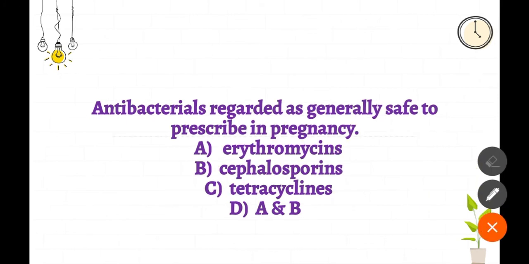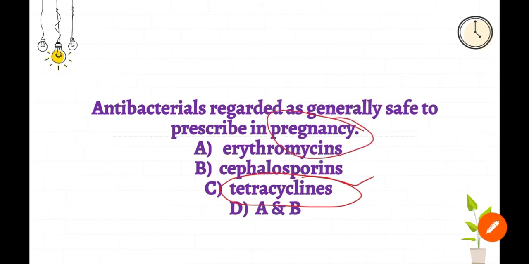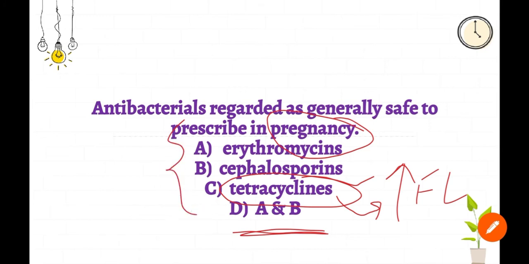Antibacterials regarded as generally safe to prescribe in pregnancy: erythromycin, cephalosporin, tetracyclines, A and B. You know tetracycline is not safe for pregnancy because it will create fatty liver, and one thing more, I'm not remembering right now. Answer is D, A and B. Erythromycin and cephalosporin are safe. Answer is D.